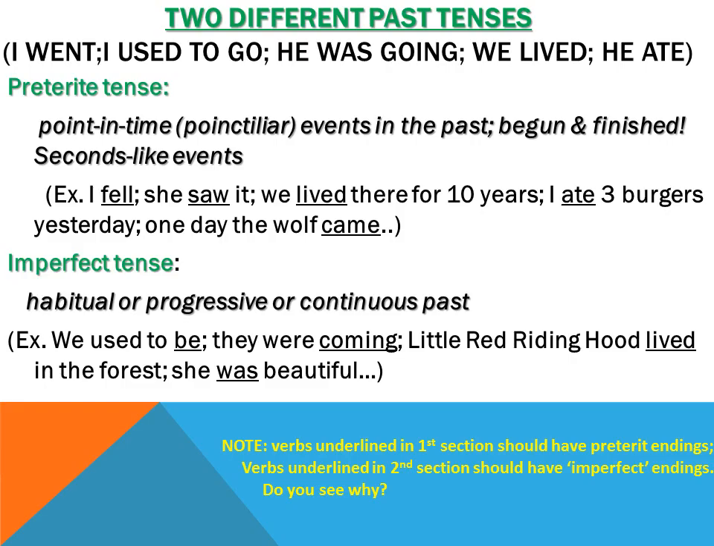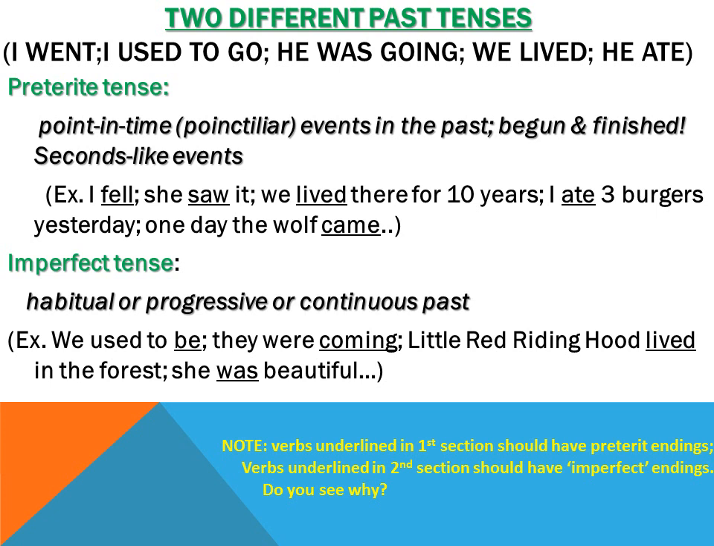Now, there are two different past tenses in Spanish, the preterite and the imperfect. Past tense in general is equivalent to sentences in English like I went, I used to go, he was going, we lived, he ate, things in the past. Now, there is a subtle difference between the preterite past tense and the imperfect past tense in Spanish.